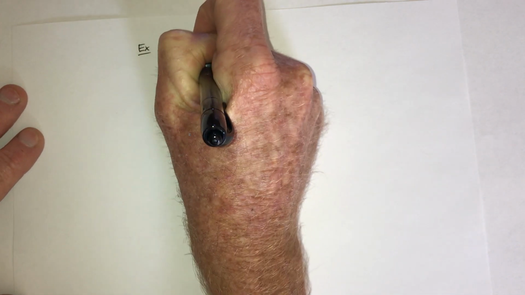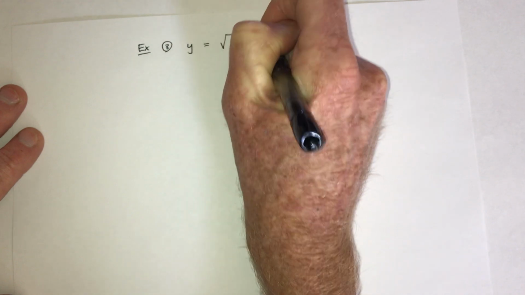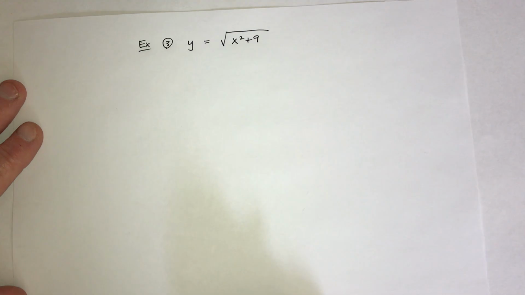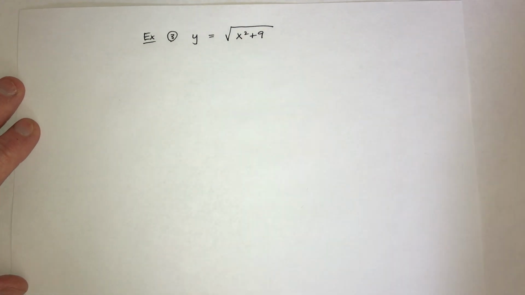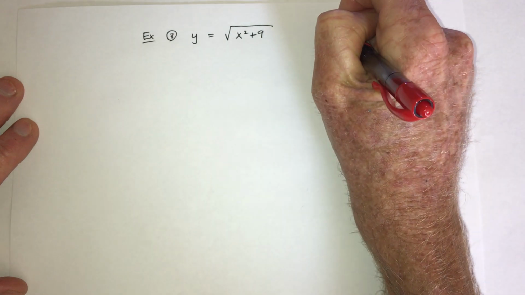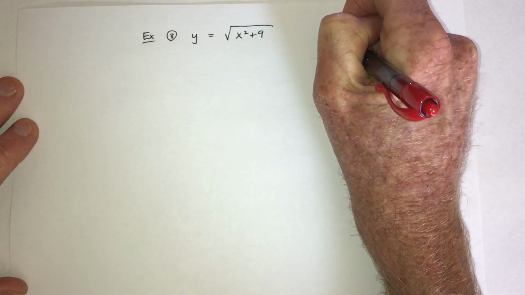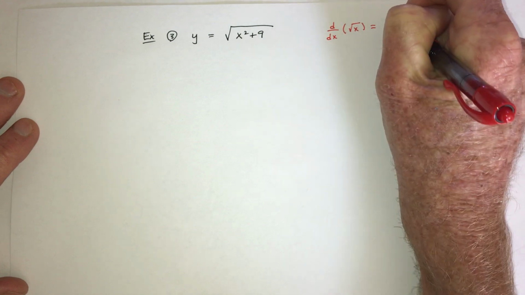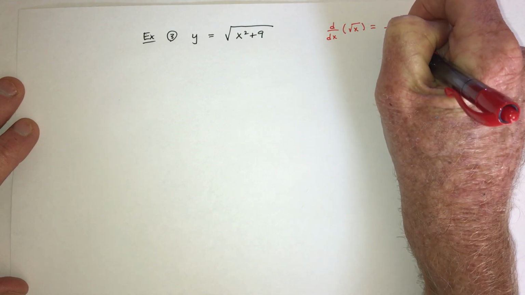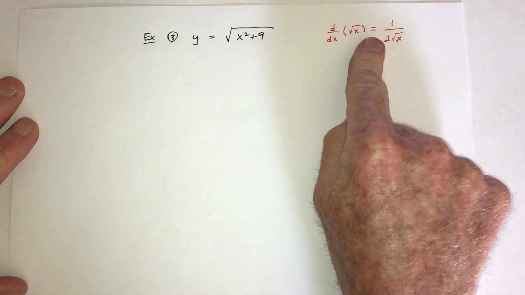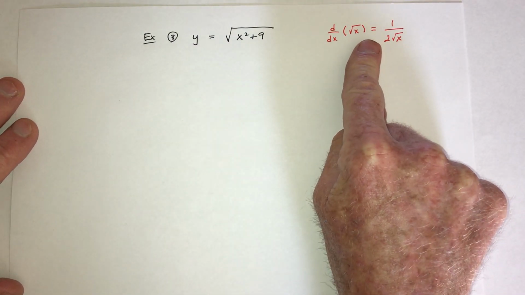So how about if the function's y equals the square root of x squared plus 9? So previously we've done the derivative of the square root. And as I mentioned previously, it's best if you just remember the derivative of the square root function is 1 over 2 times that square root function. So this shortcut can save you a lot of time.